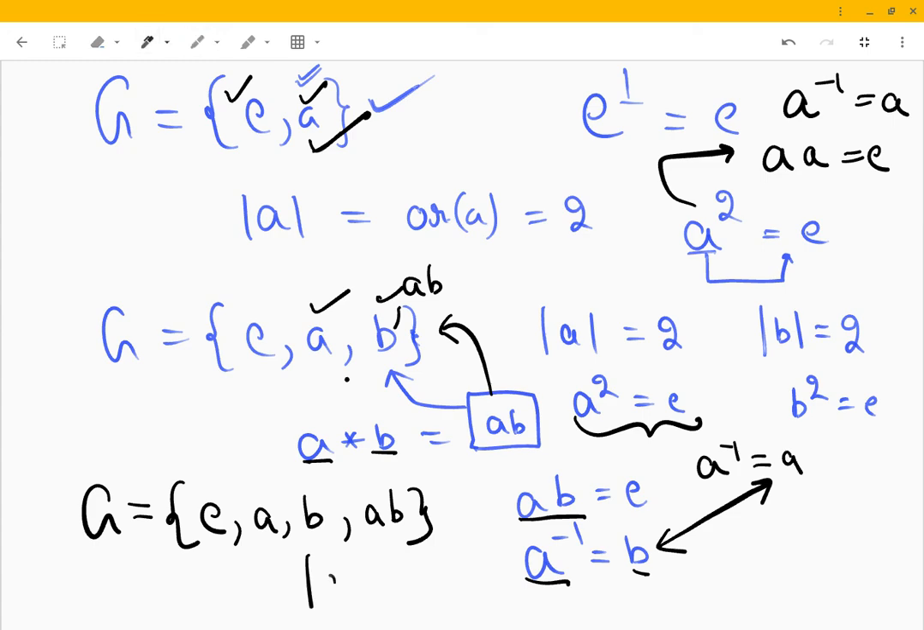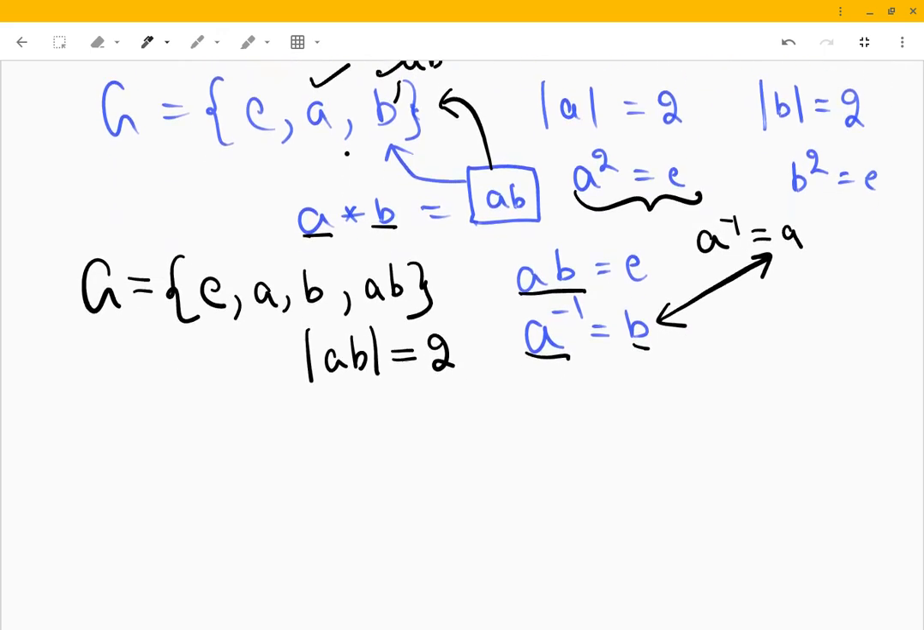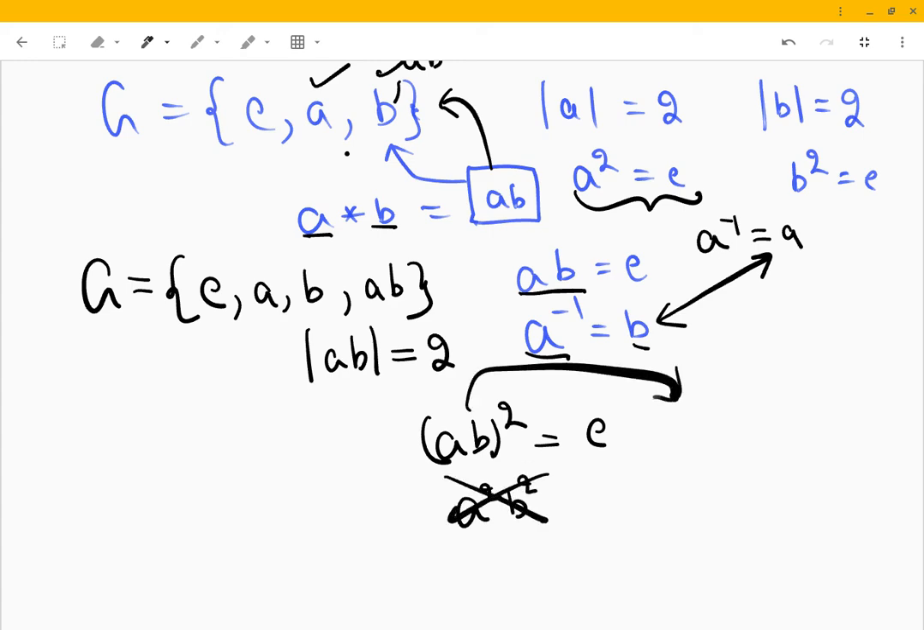is again 2. It is self-invertible. This is also self-invertible. Order of AB equal to 2 means actually AB square is identity. And AB square is not A square B square. No, AB square is AB times AB, right?